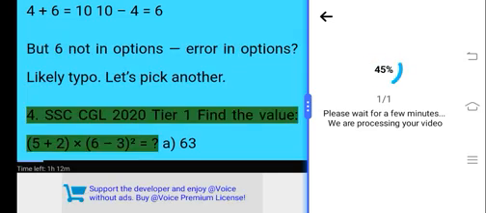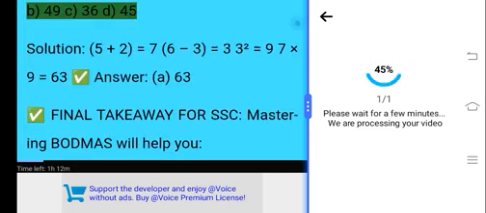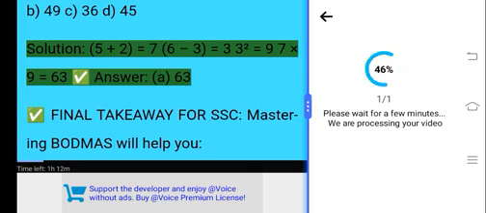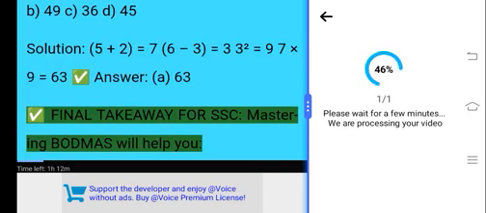Let's pick another. 4. SSC CGL 2020 Tier 1. Find the value: 5 plus 2 times 6 of 3 squared equals. Options: A 63, B 49, C 36, D 45. Solution. 5 plus 2 equals 7. 6 of 3 equals 3. 3 squared equals 9. 7 times 9 equals 63. Answer: 63.